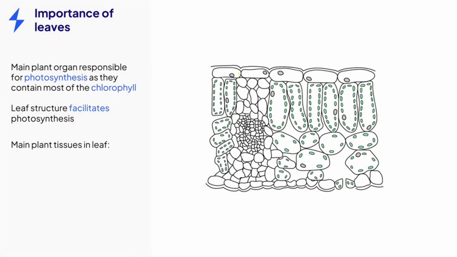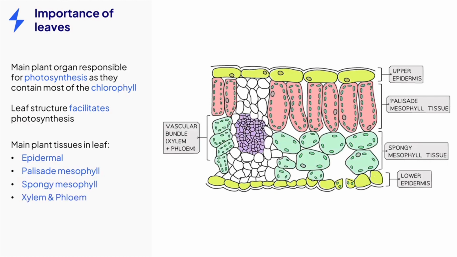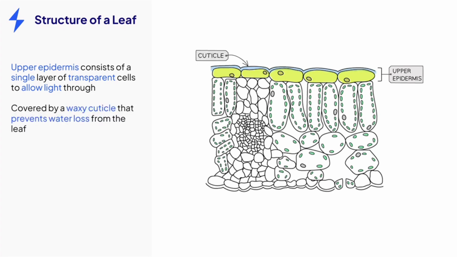The main tissue types in a leaf include epidermal tissue, palisade mesophyll, spongy mesophyll, and xylem and phloem found in vascular bundles. The upper epidermis is comprised of a single layer of tightly packed cells which forms the upper outer boundary of the leaf. These cells do not contain chloroplasts and are transparent to allow light to enter the palisade mesophyll cells. The cells of the upper epidermis secrete a waxy substance that forms a protective layer on top of the leaf called the cuticle. This prevents water loss from the leaf through evaporation.